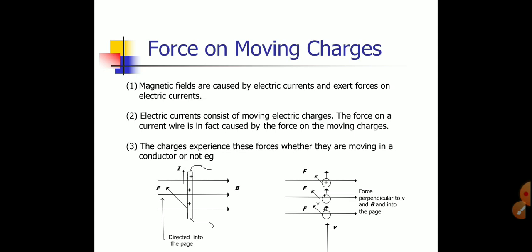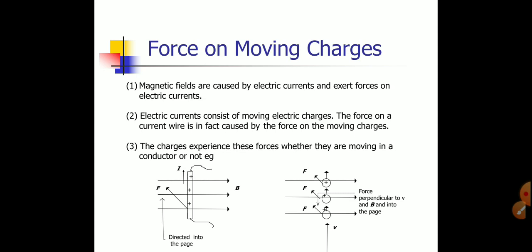caused by electrical current and exert force on electrical current. Electric current consists of moving electrical charge. The force on a current-carrying wire is in fact caused by the force on the moving charges. The charges experience this force whether they are moving in a conductor or not.